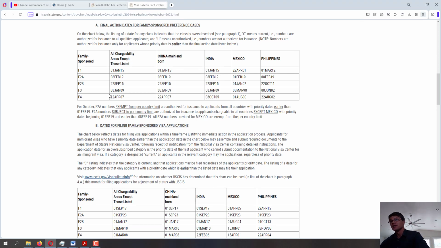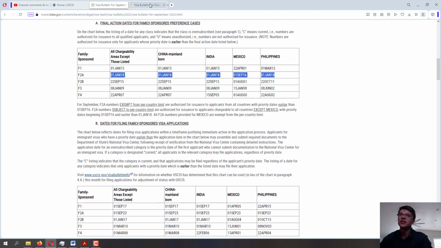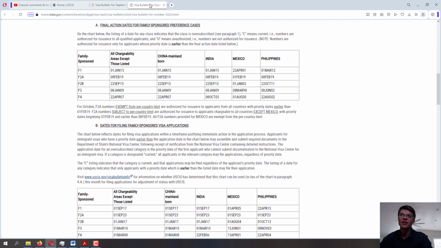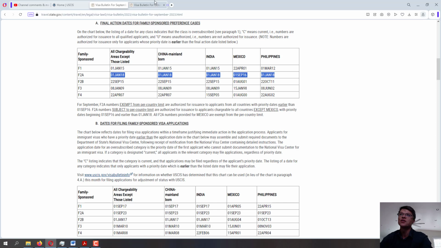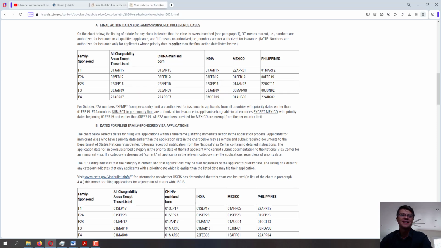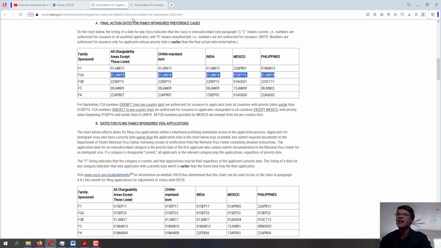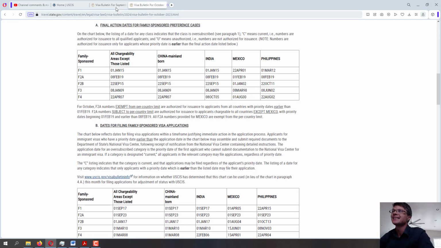Okay, looks like there is a significant movement, positive movement, very good movement, because these actually moved ahead. As you can see, it moved over a year and 1 month. It moved from January 2018 to February 2019 for F2A, for all chargeability. For China, it moved the same way. For India, the same way.